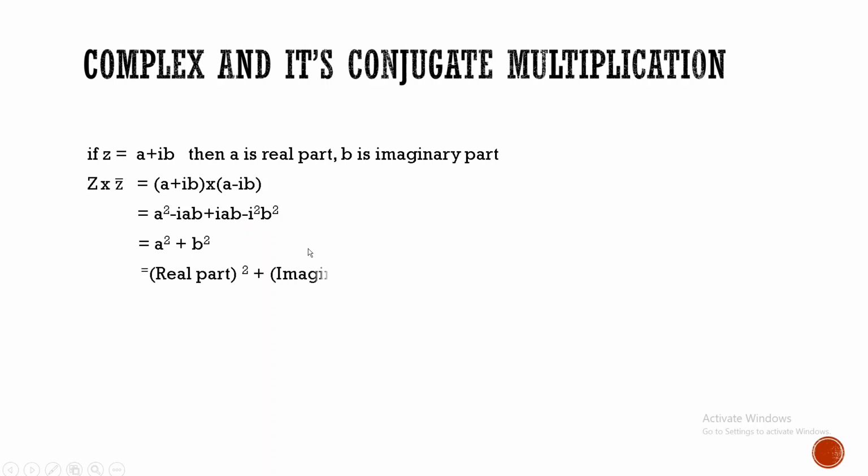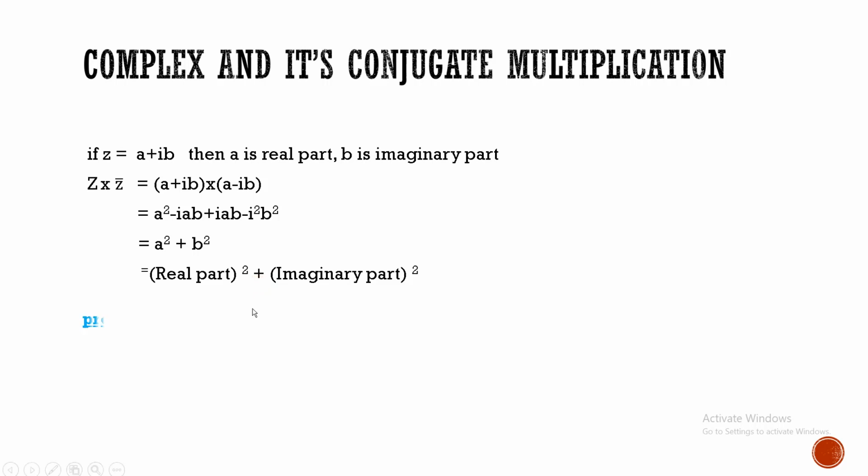So now we can come to the conclusion that if you multiply a complex number with its conjugate, there is no need to do multiplication like this. You can simply take the real part, that is your a, and square it. Then you just take the imaginary part, that is your b, and square it and add it. That's all. So to multiply a complex number with its conjugate, you have to do only these two things, squaring the real part and squaring the imaginary part and adding them. So you can keep this as a formula.